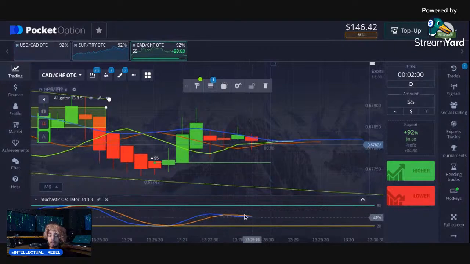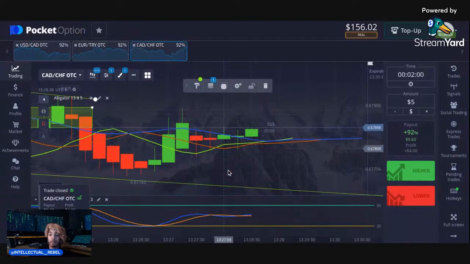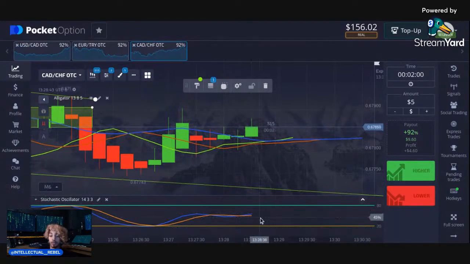But this line is in the middle, so it's either going to go directly back down or back up. These lines are crossing again, so that's a good one. I'm in there. See how it's in the center? It's consolidating right now a little bit.